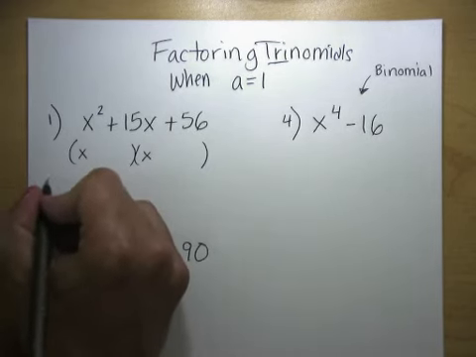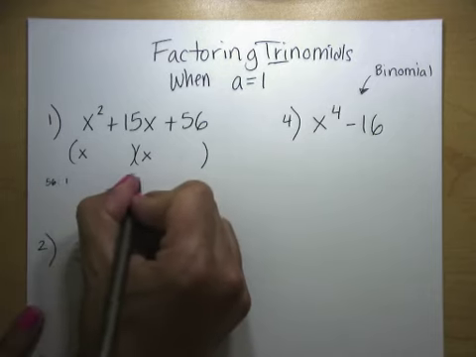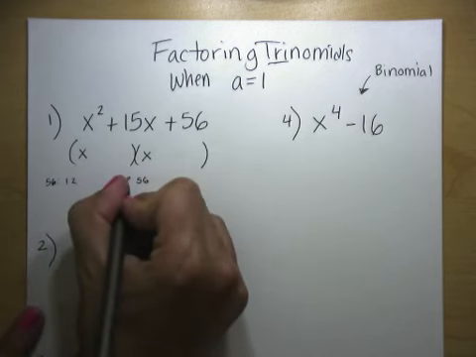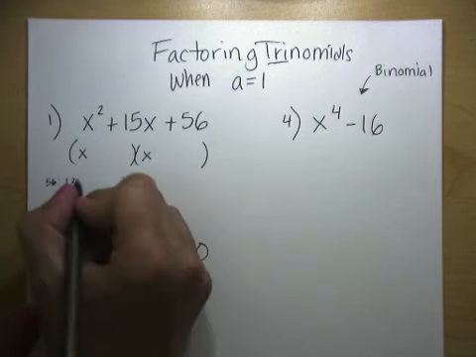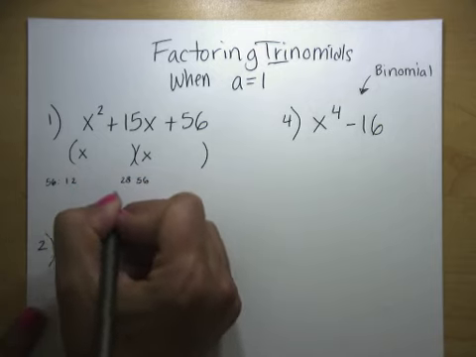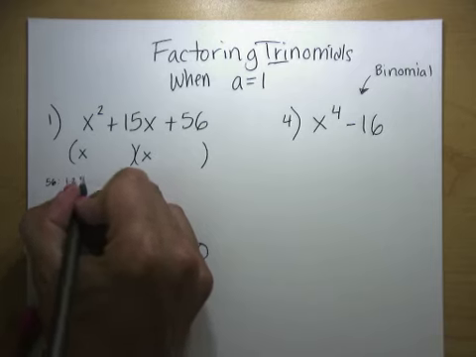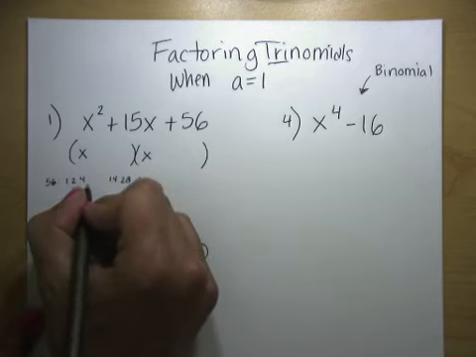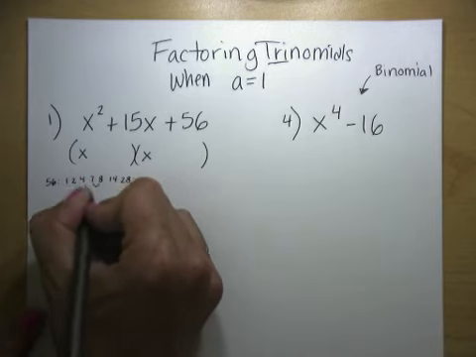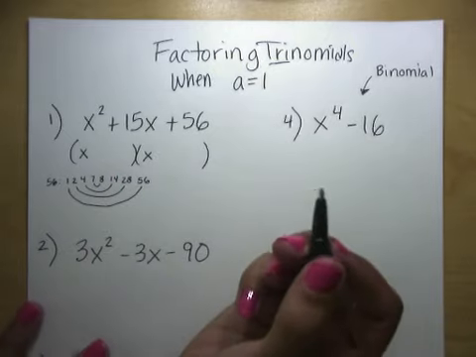So to list out my factor pairs of 56, I have 1 times 56. I have 2 times 28. Does 3 divide 56? No. Does 4 divide 56? Yes, 4 times 14. 5 doesn't, 6 doesn't, 7 times 8. So these are my factor pairs of 56. Those are the only possible options.